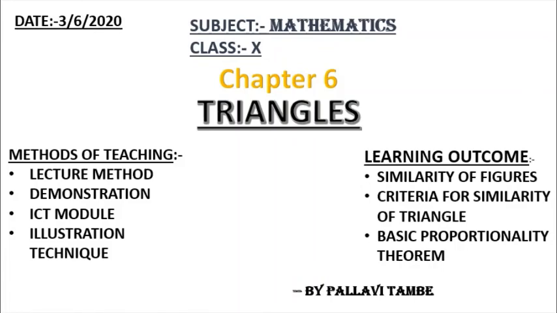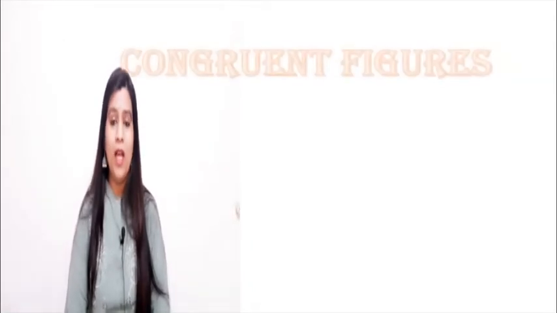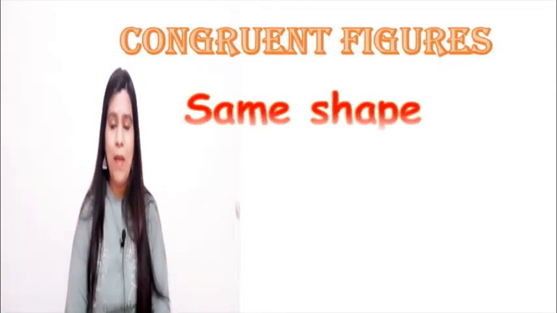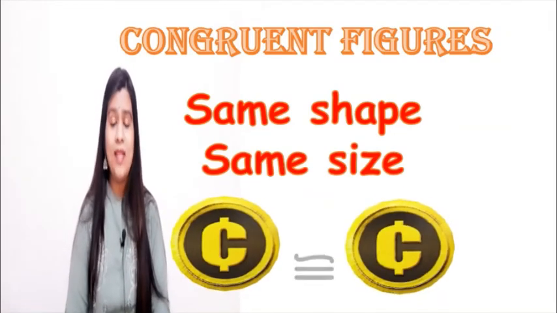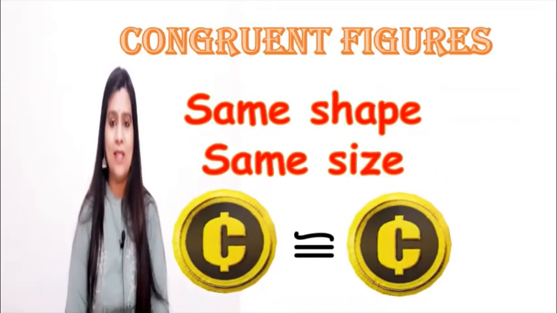Today we are going to discuss NCERT Class 10, Chapter number 6, Triangles. In Class 9, we have already studied about congruent figures. Congruent figures are of the same shape and same size. As you can see on the screen, coins of the same denomination have been given. The coins are of the same shape and same size.